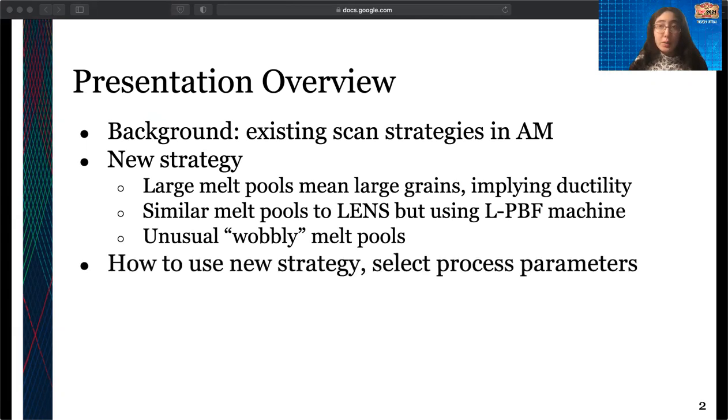Next, I'll talk about how to use this new strategy and how to select process parameters. And then finally, I'm going to show some experimental results of testing this new strategy.